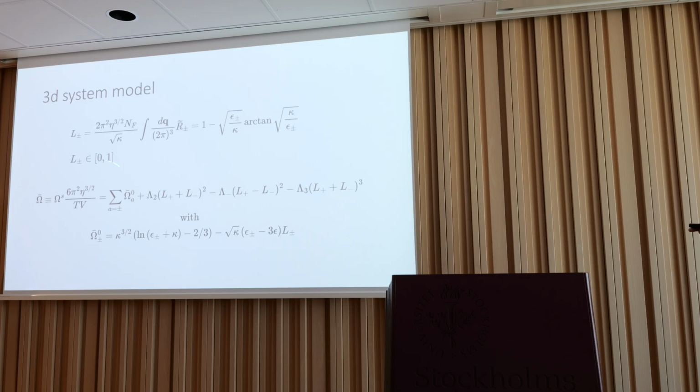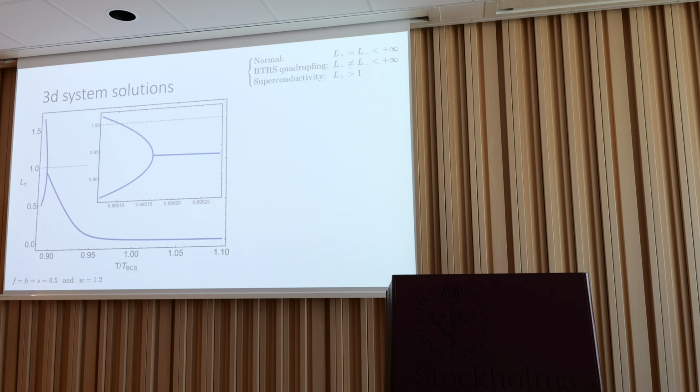We are only in the region from 0 to 1 for L, and so in this case, all the states are normal if the global minimum is single and symmetric, then BTRS quadrupling if there are two global minima which break the symmetry, and then superconducting when there is no minimum, and effectively L plus or minus or both go to 1.